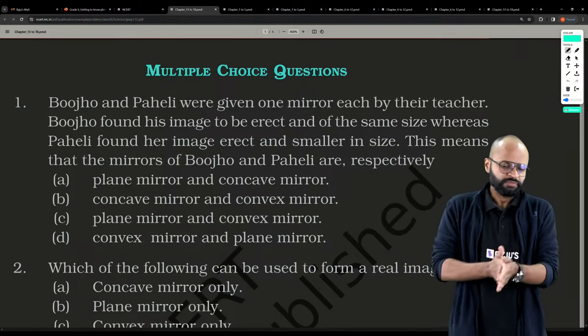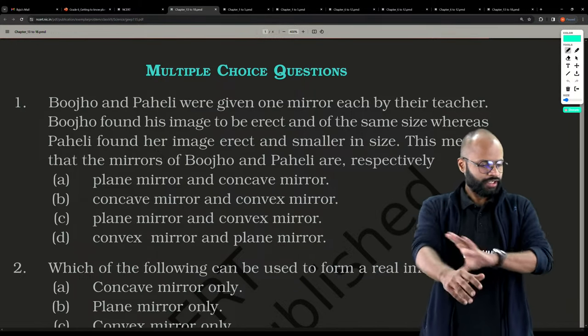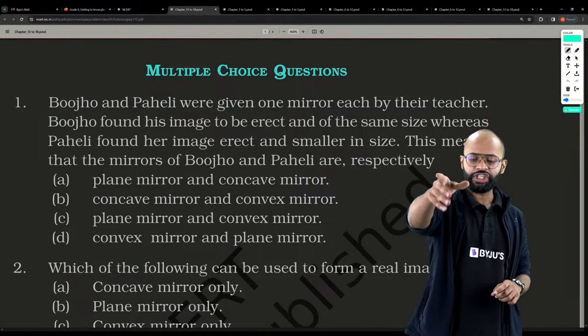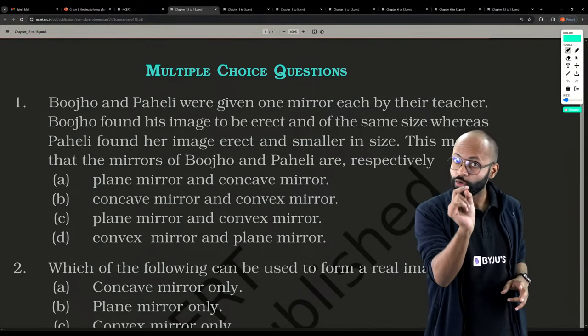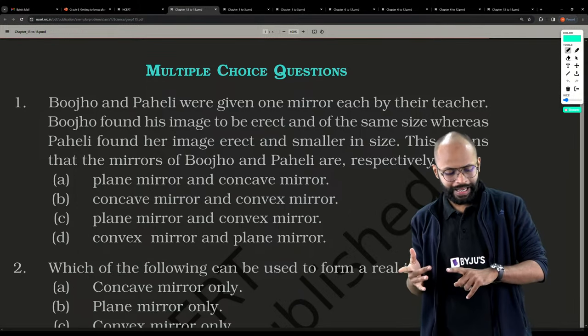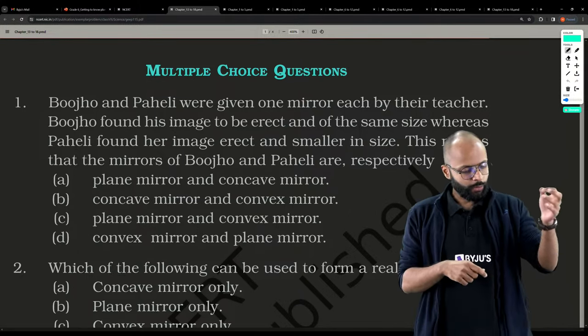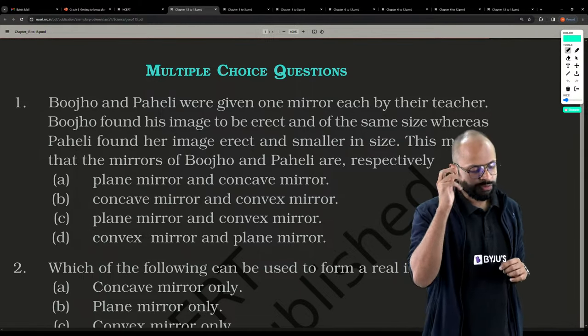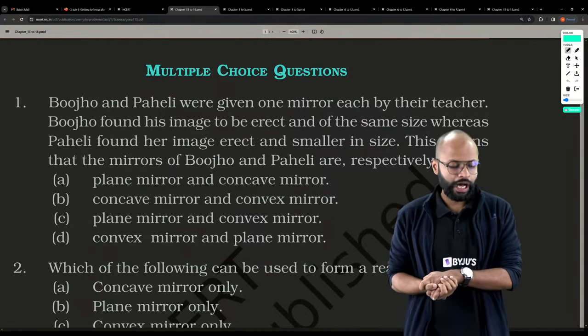Alright people, light की बात कर लेते हैं. पहला question is about Bujo and Paheli. Bujo and Paheli were given one mirror each by their teacher. Bujo found his image to be erect and of the same size, whereas Paheli found her image erect and smaller in size. This means that mirrors of Bujo and Paheli are respectively.